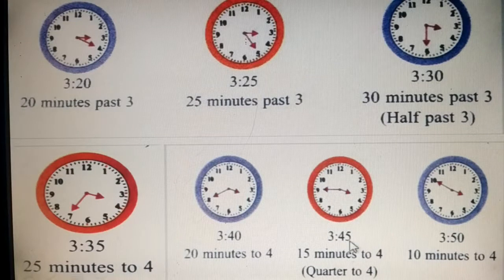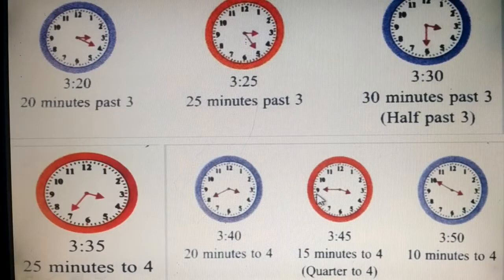9 5s are 45. 3:45. Second is 15 minutes to 4. To 4 means 4 बजने वाले हैं, उसमें 15 minutes अभी डिमेन है. And the third one is quarter to 4. Quarter to 4 means 4 बजने वाले हैं जब हमारा मिनट हैंड 9 पर होता है.